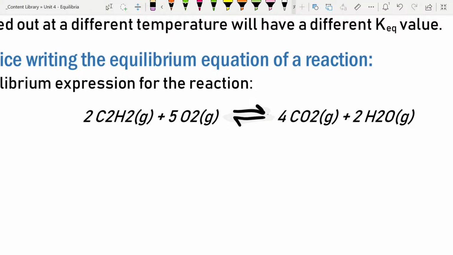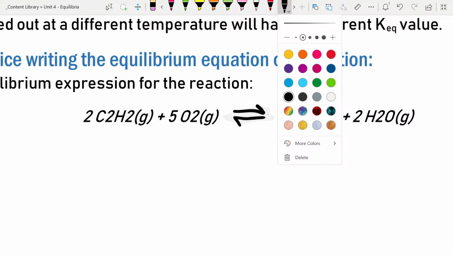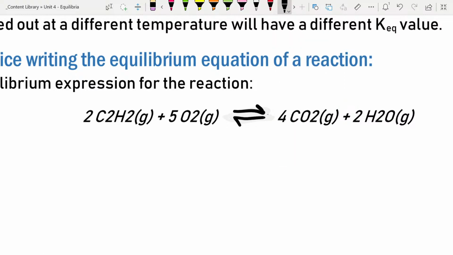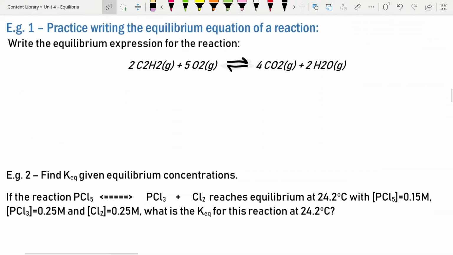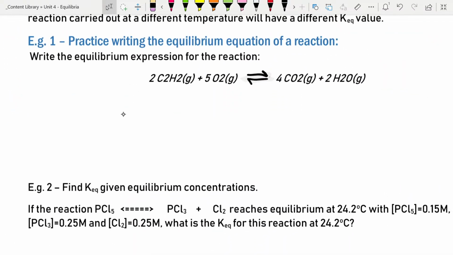So now I want you to write a KEQ statement for this reaction. For this reaction, at some given temperature, what is KEQ? You're obviously not going to be able to solve for the number. I just want the law. I want the equation, but not put a value.